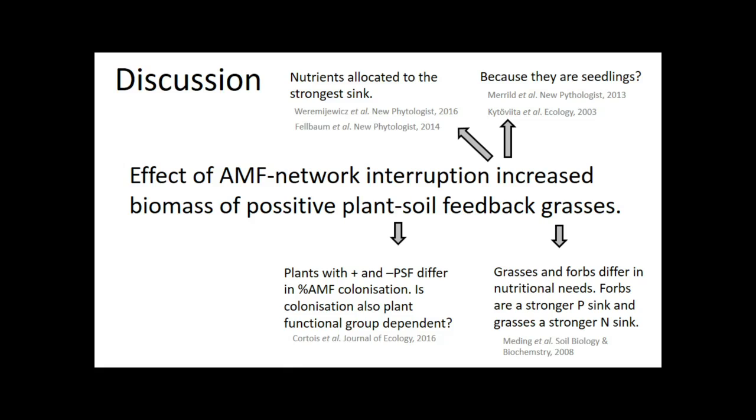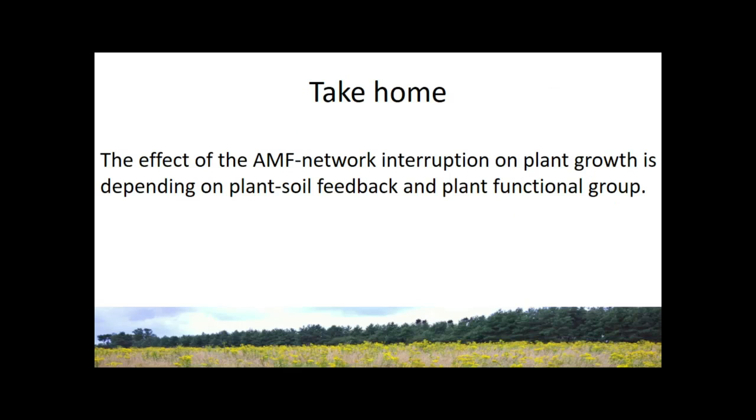And then the last thing is, it will be nice to know where this carbon actually goes to. So those plants that have reduced biomass, do they produce carbon at all? And is this extra carbon transported by the AMF network to other plants? And does this change when these plants become bigger? Do they become proper carbon sinks then? So to take home, the effect of the mycorrhizal network interruption depends on plant-soil feedback and plant functional group.